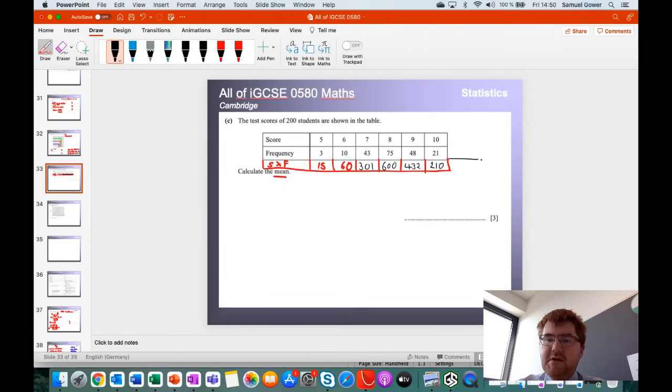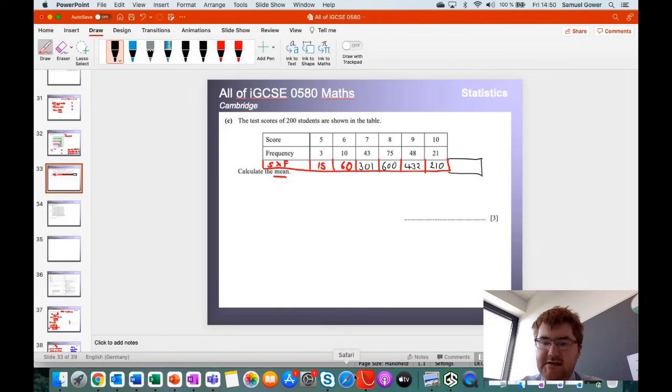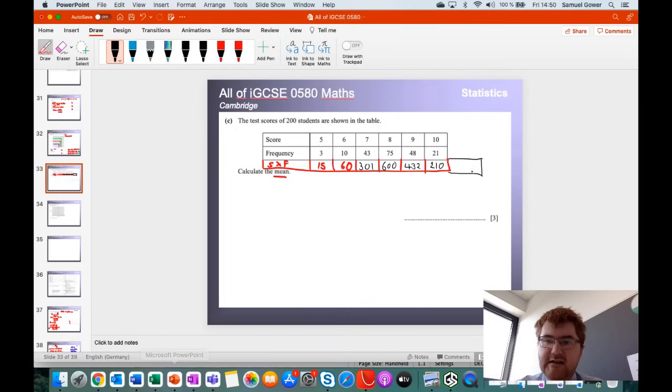What we're going to do with those numbers is add them all together. So we're going to do 15 plus 60, etc. Let's do that on the calculator. So 15 plus 60 plus 301 plus 600 plus 432 plus 210. Let's double check that's correct. It is. So if we do that and press enter, we get 1618. So let's pop that in.